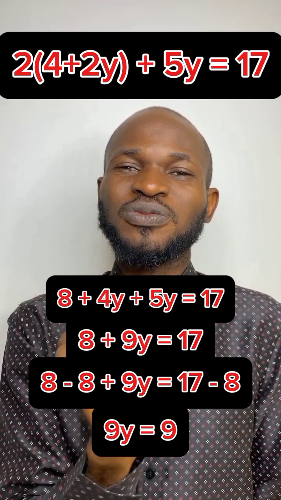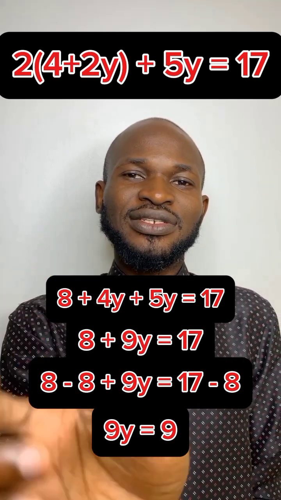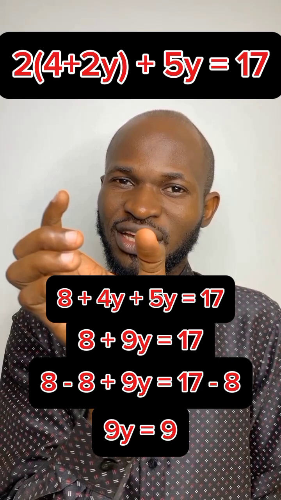At this point, I've told you, whenever you have a number with a letter equating another number in mathematics, at this level, you divide both sides by the coefficient of that unknown, which is the number with the unknown. The number with the unknown here is 9. So you divide both sides of the equation by 9. So you're now going to be having 9y divided by 9 is equal to 9 over 9.